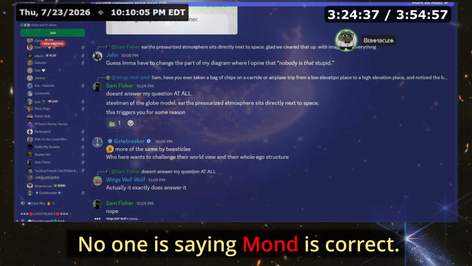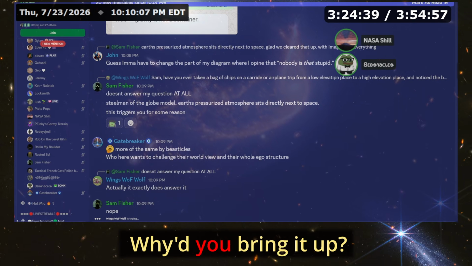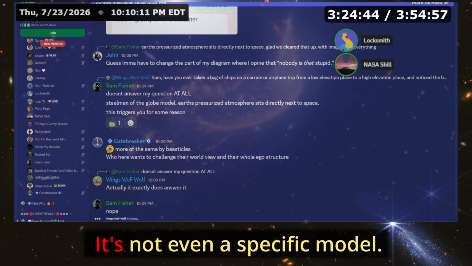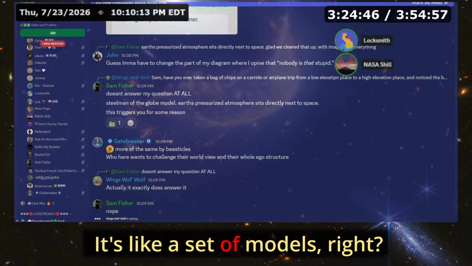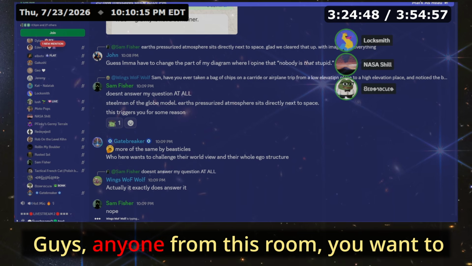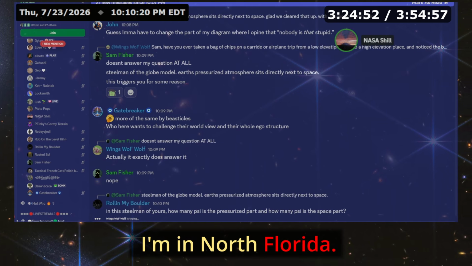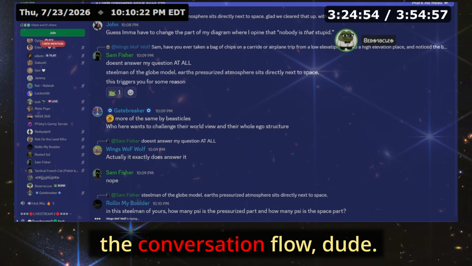No one is saying Mond is correct. Chill out. And Mond isn't even a specific model. It's not even a specific model. And I challenged the room. I said, "Hey, guys, anyone from this room, you want to take a photo of the moon, no matter where you are. I'm in North Florida. If you're somewhere else, perfect. Take a picture of the moon."